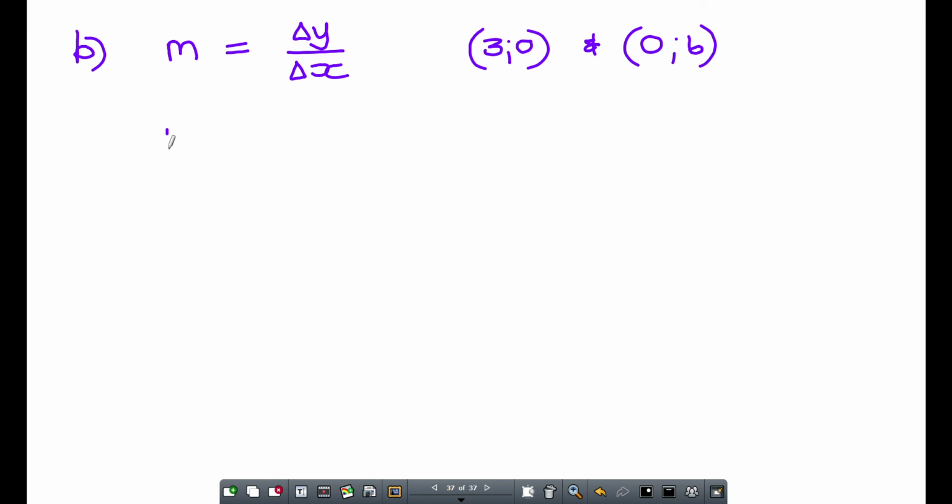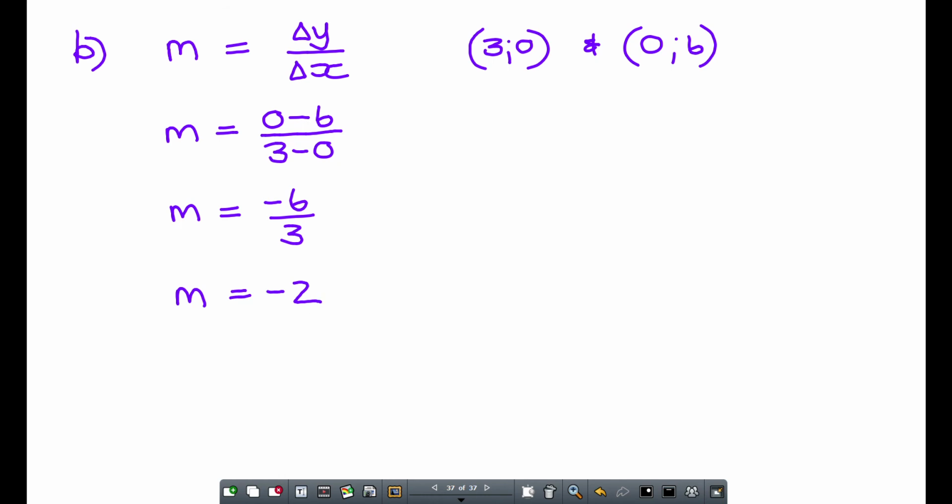Okay, so I can then say gradient will be difference in y, so I'm looking at y values, 0 minus 6 over, at the bottom, difference in x, so 3 minus 0. So that's going to give me minus 6 over 3, which gives me minus 2. Okay, so if you weren't given the gradient, then that would have been how I would work it out. Okay, now there's one small thing. You guys have basically now been taught everything about straight lines. There's one small thing that I just quickly want to add. And then I'm going to give you the next worksheet.